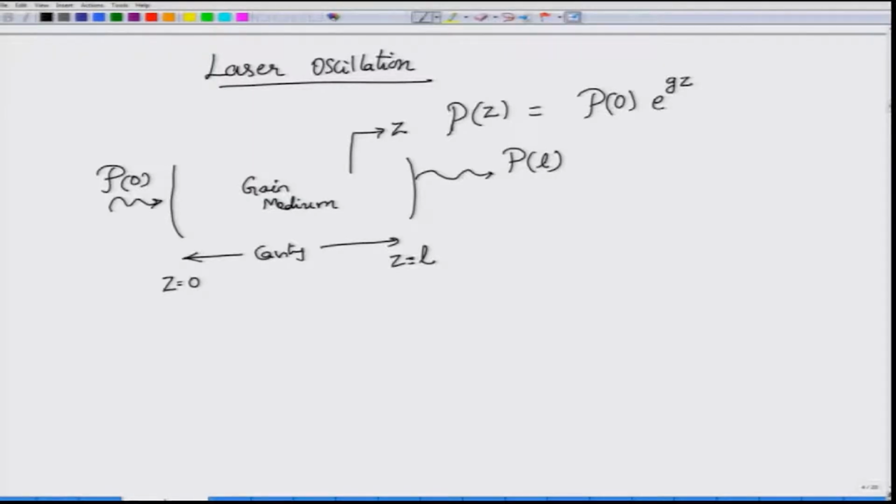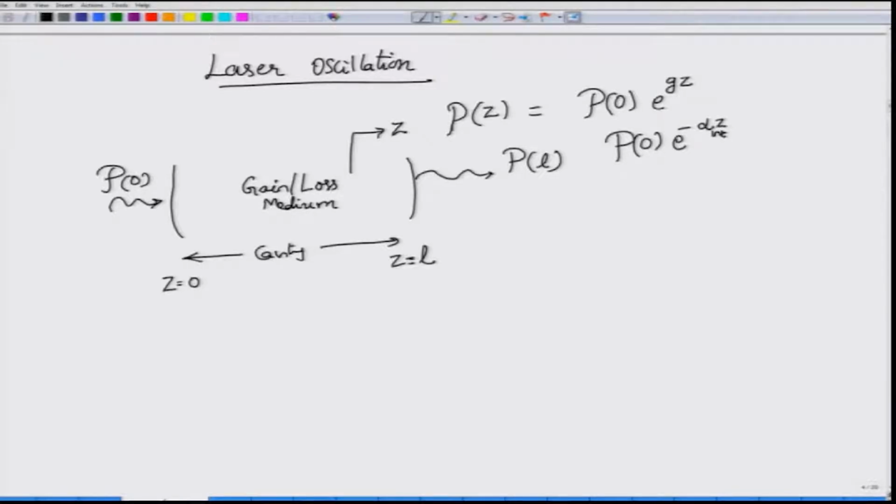Assume that it is independent of the frequency, it is independent of anything else, it is kind of a constant at this point. In place of gain, if you had loss, what would be the power at this point? The power would be P of 0 e to the power minus alpha z. Since this alpha is internal to the cavity, we can write this as alpha int, just to indicate that this is an internal loss.